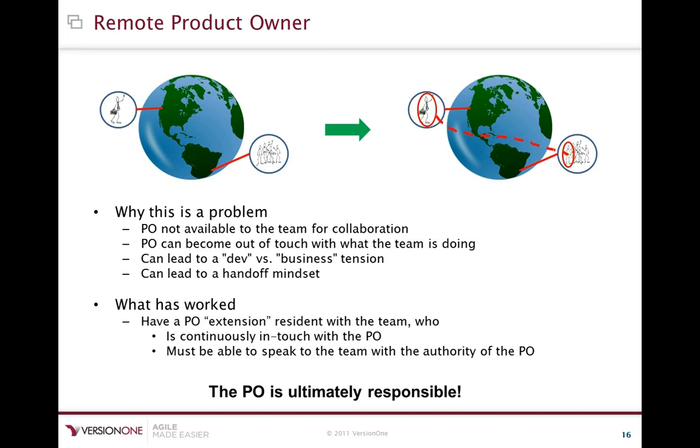That extension person needs to also be able to speak to the team with the authority of the product owner. So the team doesn't have to wonder who they really need to listen to here, because people pick up on that very quickly. If I know that one person's talking to me and the other person's going to come and override them, I'm just going to learn to ignore the first person, and we haven't really resolved anything there. Okay, so this pattern is not uncommon, and it tends to work very well.